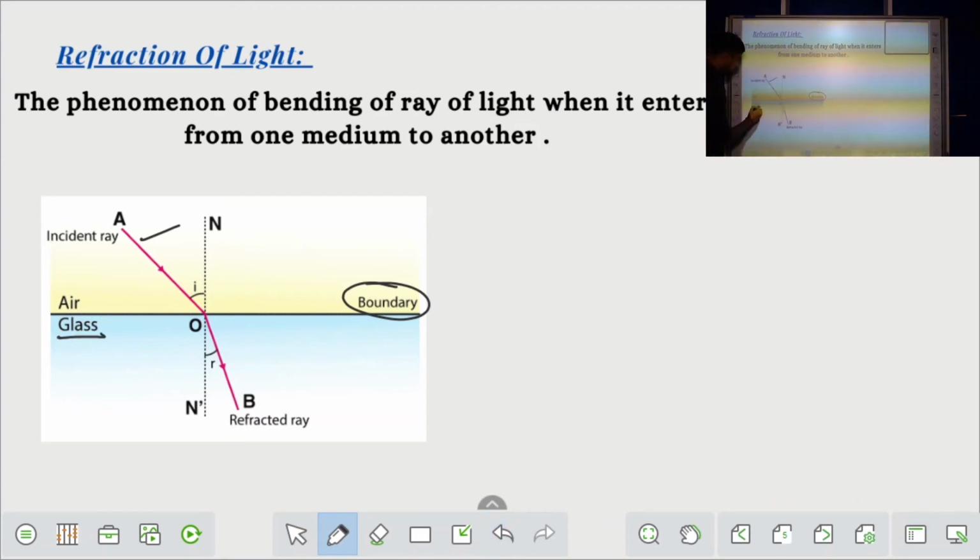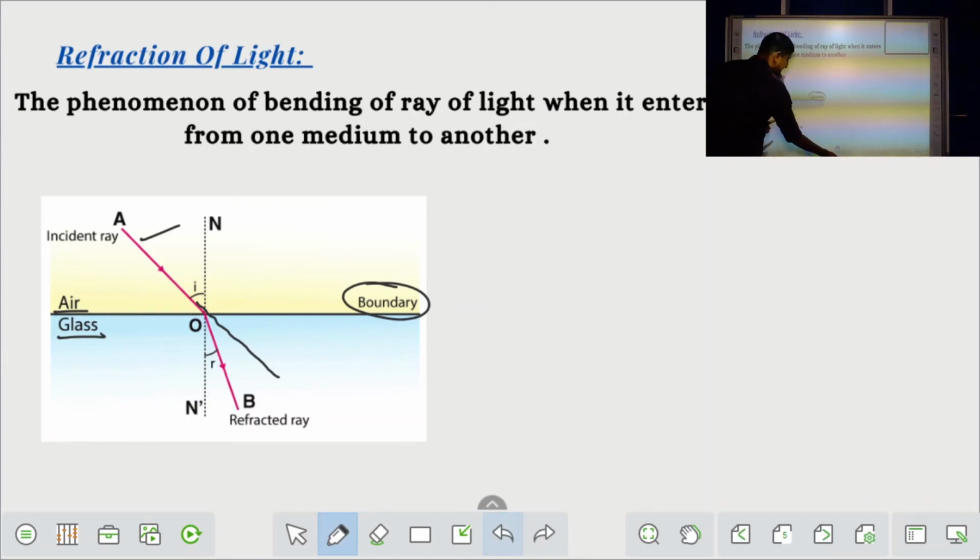Here we have taken glass and air. So below this is glass. After this boundary, the glass medium will start. Above this, the air medium will start. Fine. So the incident ray from the air will fall on the glass. Clear? So as you can see, that ray of light which was supposed to go straight is not going straight, it is bending.